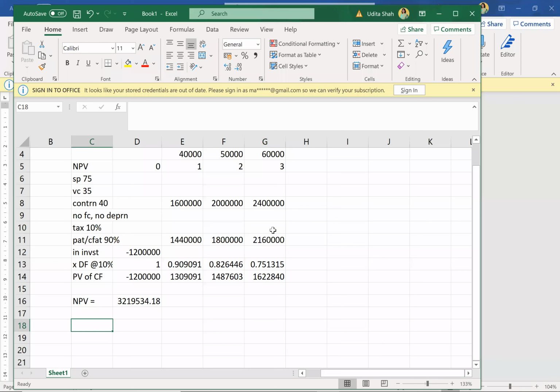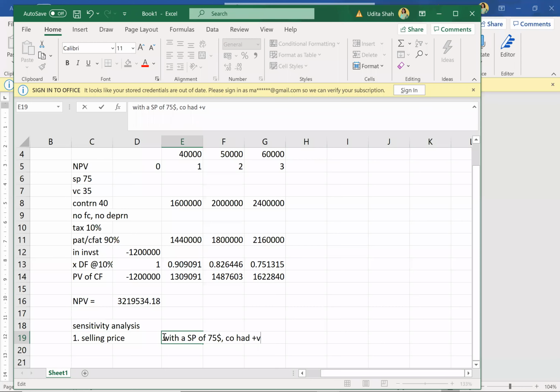Sensitivity analysis. So first is my selling price. Now I want a new selling price. So what was the existing selling price? The existing selling price was $75. With a selling price of $75, the company had a positive NPV equal to this amount, $3.21 million.